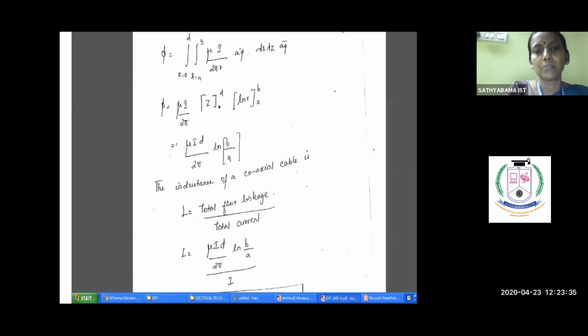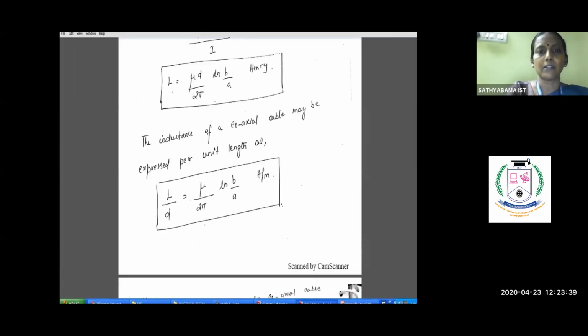So the equation becomes phi by I, substituted. We'll end up with this equation: L is nothing but mu d divided by 2 pi ln b by A. And inductance of a coaxial cable may be expressed per unit length also, because the previous equation L is in Henry.